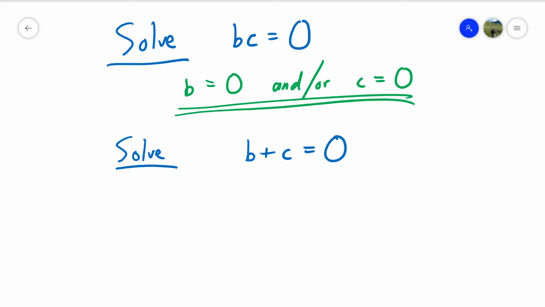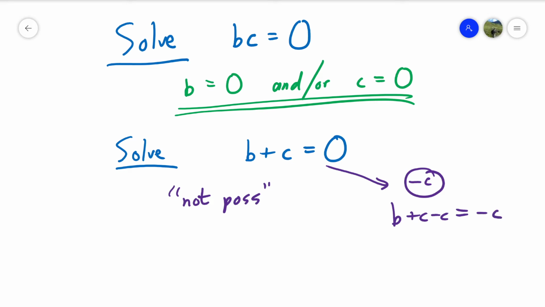Next one. Have a go in your own time. I'm going to say not possible. But you might have done this. You might have said, I'll minus c from both sides, and I'll end up with b plus c minus c equals minus c. They cancel, so b equals minus c. I mean, all you've done is rearrange it. But at least it's saying what b is in terms of c, which you could say is the answer.